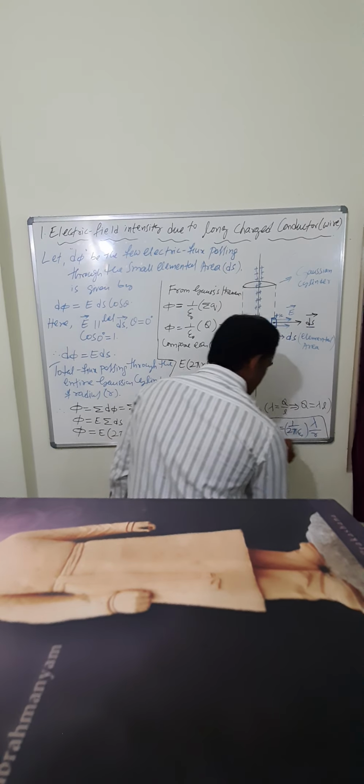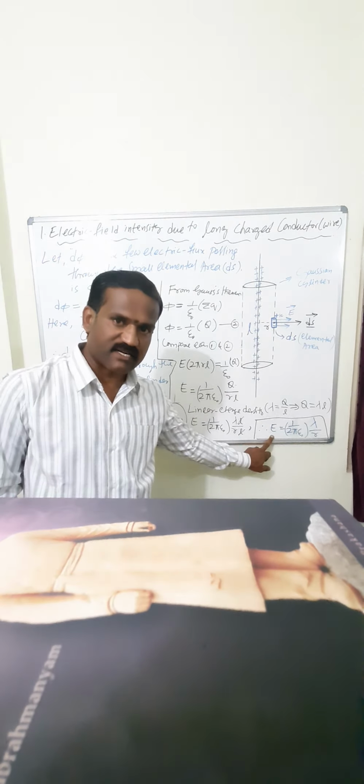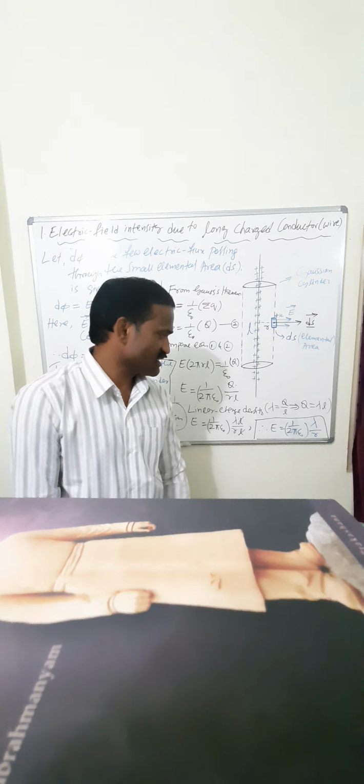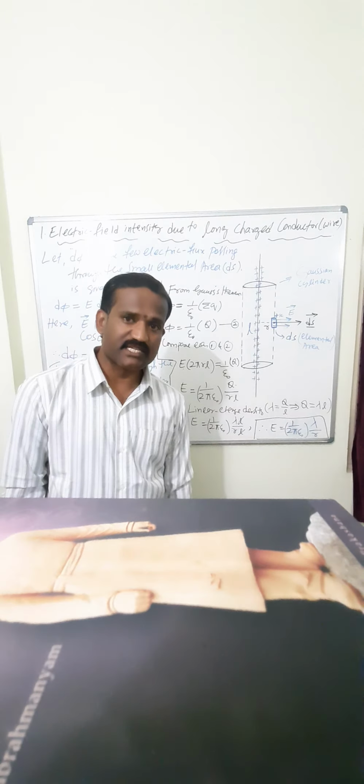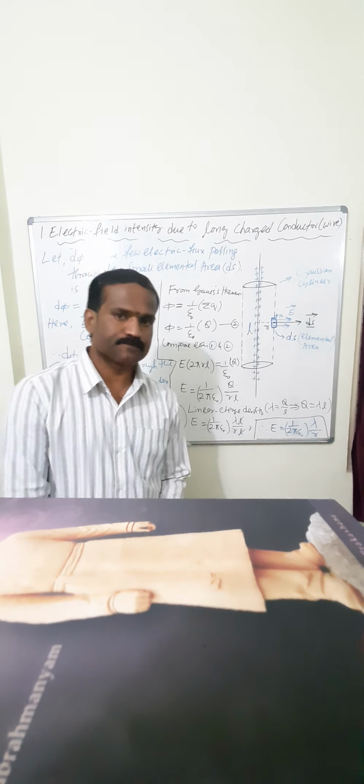straight charged conductor. E is the electric field intensity due to a long straight conductor. 2 pi epsilon naught is called permittivity of free space, where lambda is called linear charge density, where R is the distance from the straight conductor, where you want to calculate the electric field due to a long charged straight conductor. Please write down the diagram first.